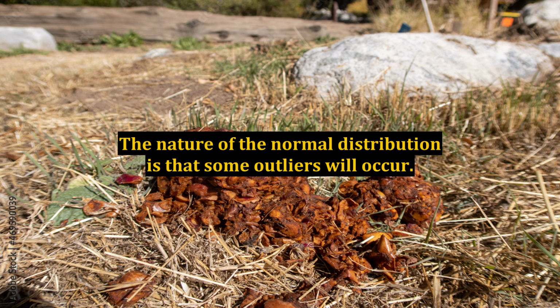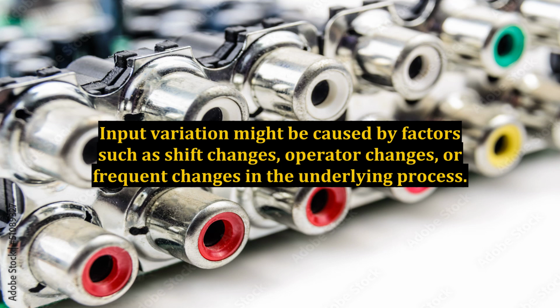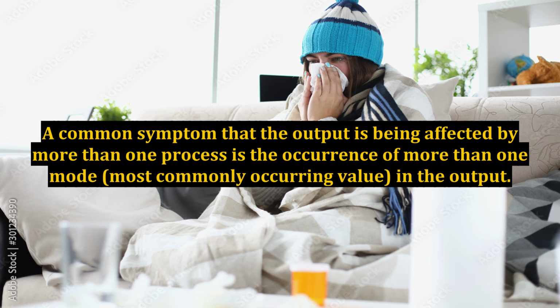Point 2. Data has been affected by more than one process. It is very important to understand all of the factors that can affect data sample measurement. Variations to process inputs might skew what would otherwise be normally distributed output data. Input variation might be caused by factors such as shift changes, operator changes, or frequent changes in the underlying process. A common symptom that the output is being affected by more than one process is the occurrence of more than one mode, most commonly occurring value, in the output.